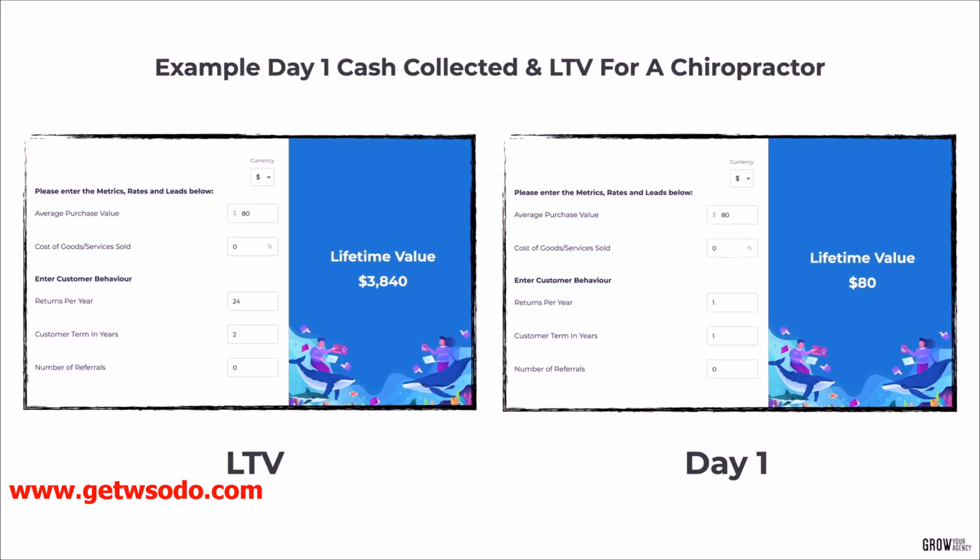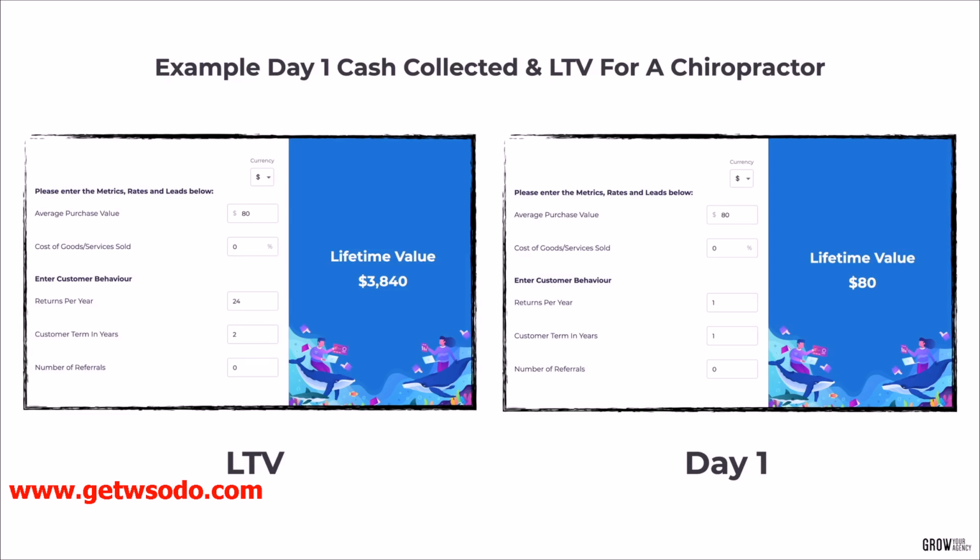Now, here is the same thing with a chiropractor. With a chiropractor, you have less room on day one cash collected, so you're going to have to be a wizard with your lead gen. That said, people come back to their chiropractor so often that the LTV of a customer really is very strong. So you can see right here, on day one cash collected, let's say you're paying $80 for an adjustment. The cost of goods, a lot of times chiropractors have their own practice. They work for themselves. Once again, you're going to leave returns per year as 1, customer term in years as 1.